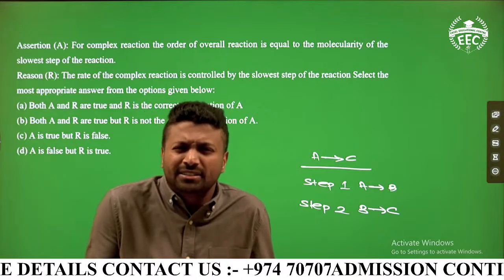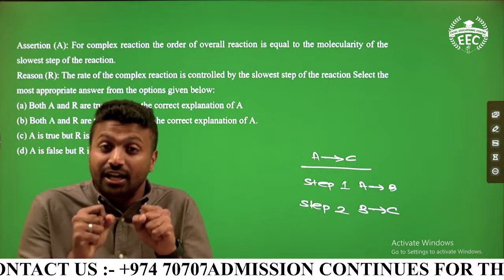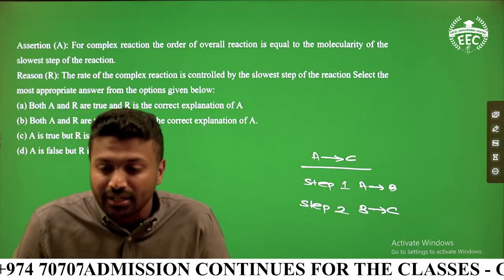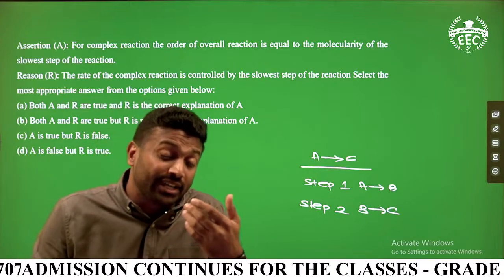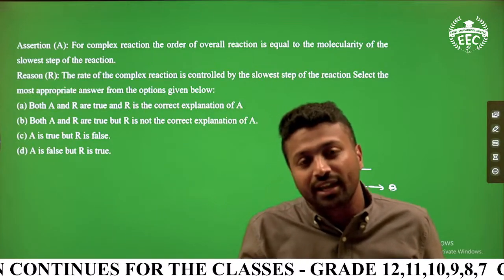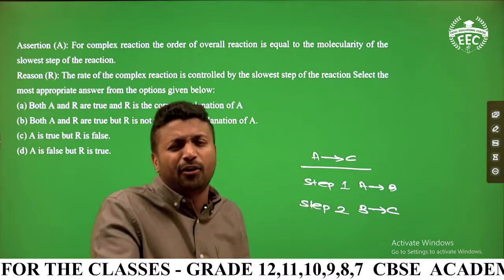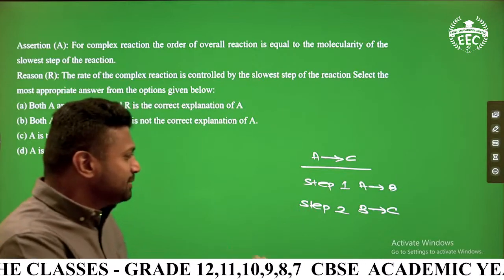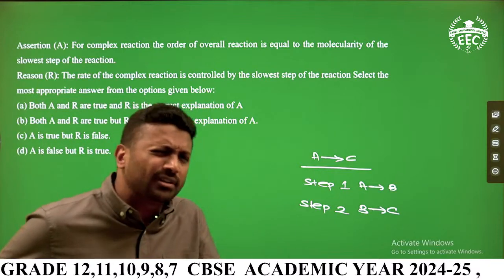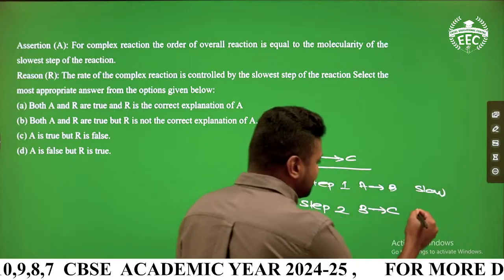Each step in a complex reaction is called an elementary step, as you know. But for a complex reaction, molecularity has no meaning, while order depends upon the slower step, or rate determining step. Here A giving C: suppose step number 1, A giving B, is the slower step, and B giving C is the fastest step.